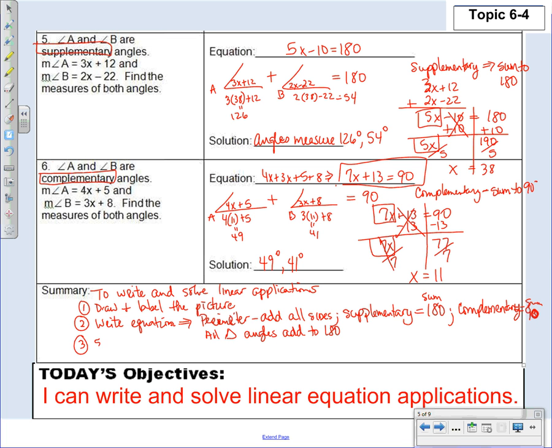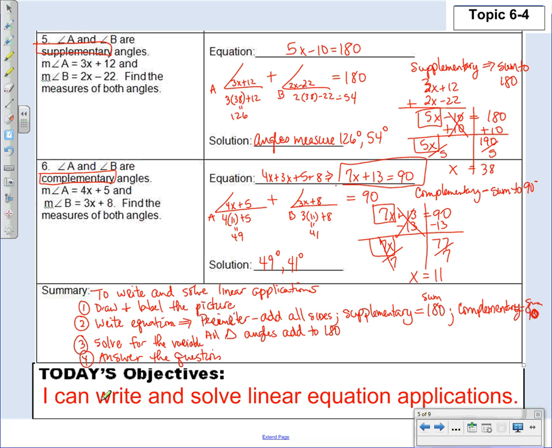Third step was to solve for the variable. And then our last most important one was to answer the question. Make sure you answer the question. You will be taking multiple choice tests. And on your questions, for example, on number 6, one of the answer choices will be 11. But of course, that does not answer the question. So make sure that you answer the question that's being asked.